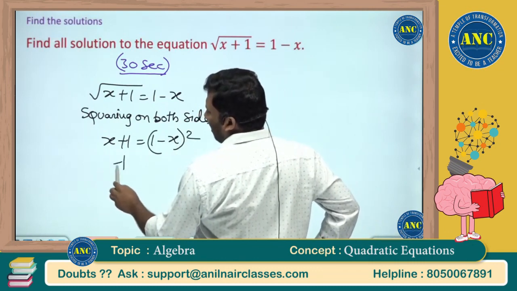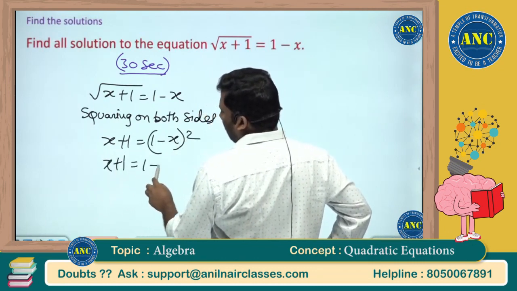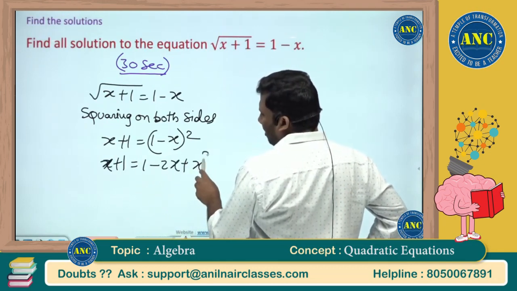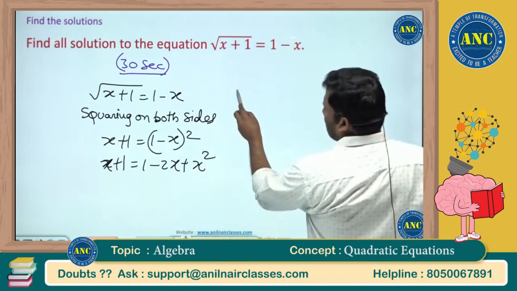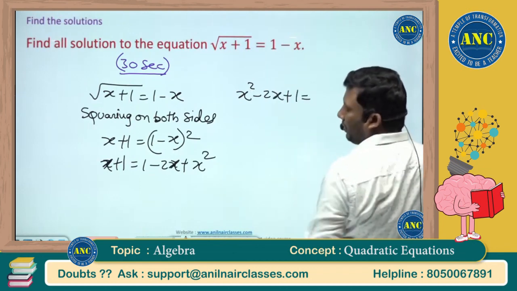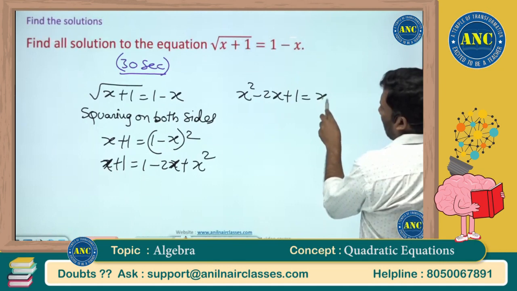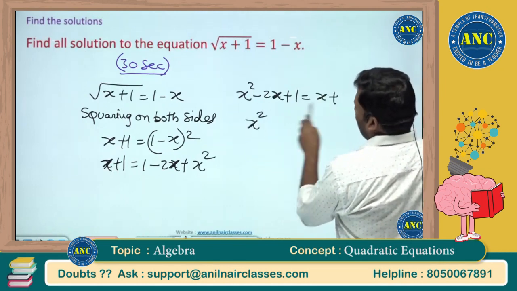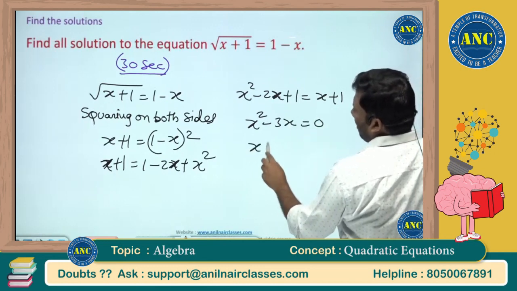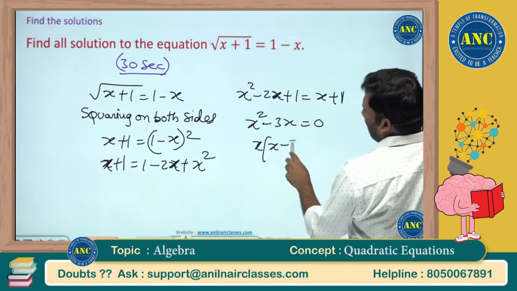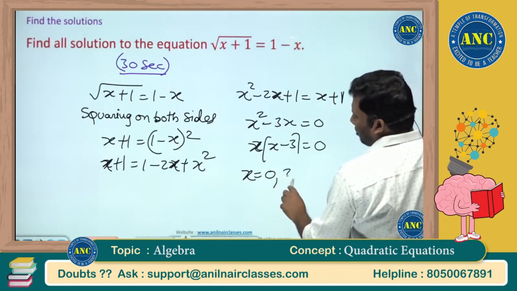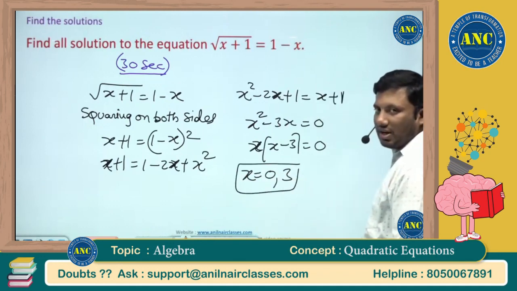So this will be x plus 1 equivalent to 1 minus 2x plus x square. So this will be x square minus 2x plus 1 equivalent to x plus 1. So this will be x square minus 3x equivalent to 0. x into x minus 3 equivalent to 0. So x equivalent to 0 and 3.